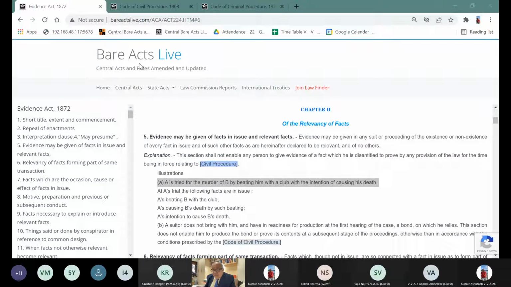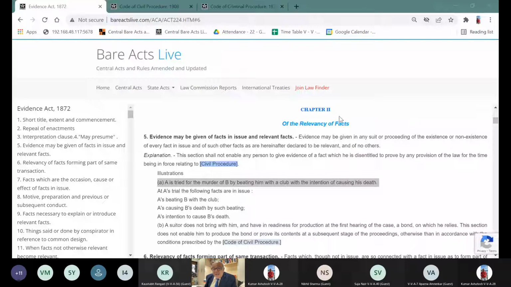At A's trial, the following facts are in issue. I mean, at the time of framing of charges, the magistrate or sessions judge will consider, number one, A is beating B with the club. So at the trial, the prosecution has to prove what?